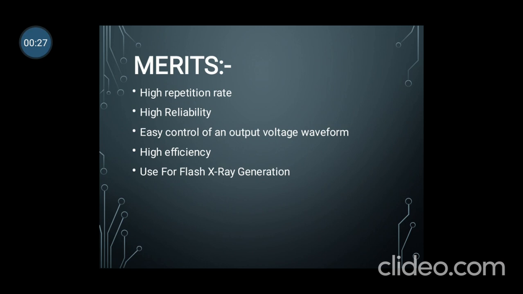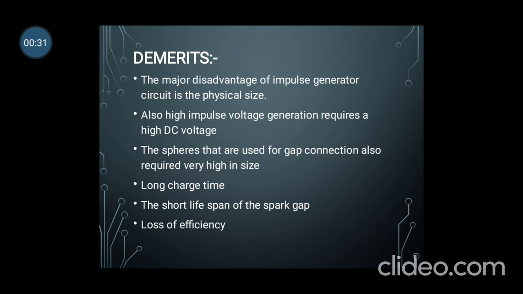Now let us discuss the demerits of the impulse voltage generator. The major disadvantage of the impulse voltage generator is its physical size. Depending on the high voltage rating, the components get bigger in size, and as the components get bigger, the cost also increases. Also, a high impulse voltage generator requires a high DC voltage.